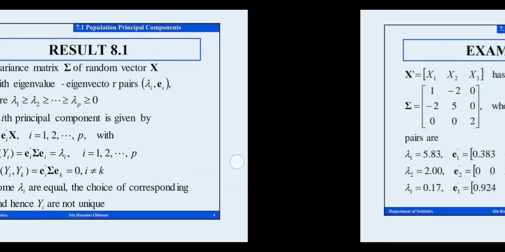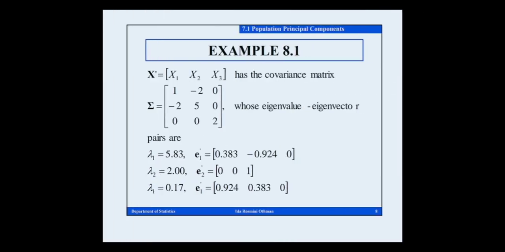Okay, let's see the example. Okay, let's say we have X transpose is X1, X2 and X3. So we have 3 independent variables ataupun we have 3 variables X1 and X2 and X3, and then given the variance covariance matrix of X 3 by 3. Okay, so from the variance covariance matrix we can find the pair of eigenvalue and eigenvector. Here is given. Okay, how to find this?